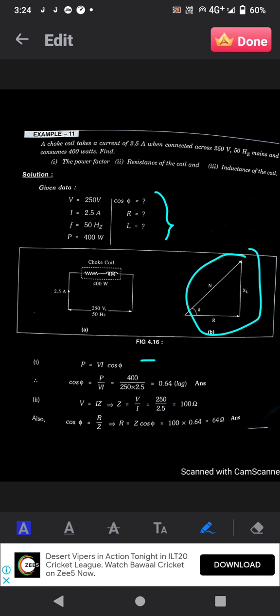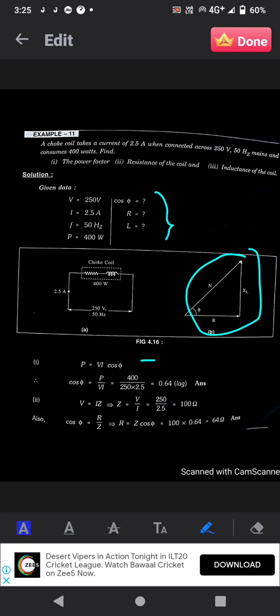If C is there, and XL is greater than XC, then it is a lagging power factor. If XC is greater than XL, then it is a leading power factor. Next, the second one: what they have given is the resistance of the coil, which we have to calculate.